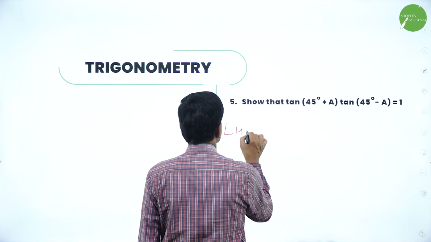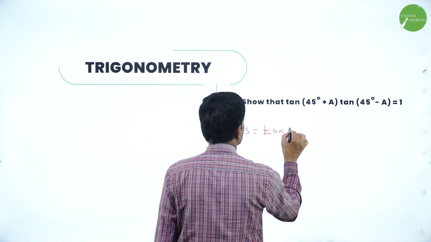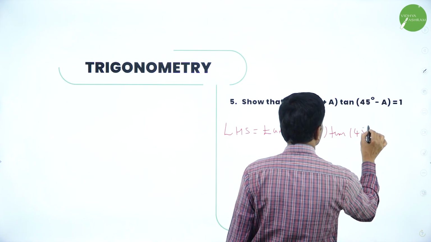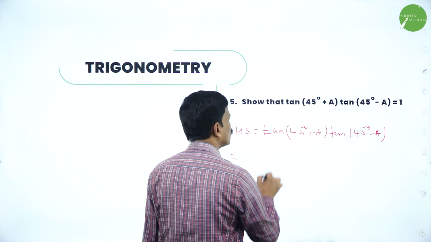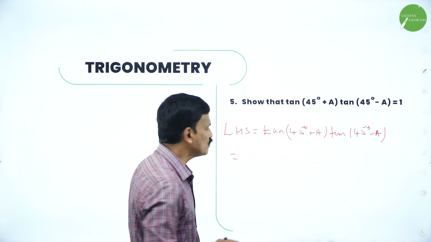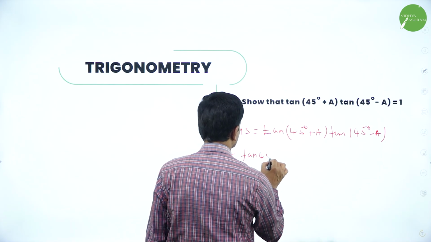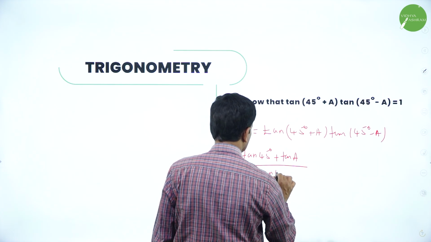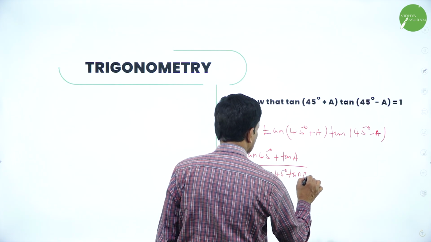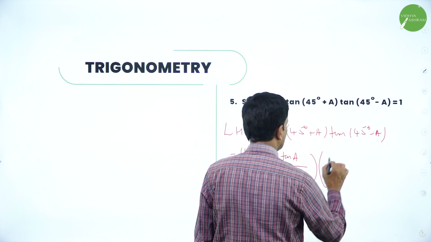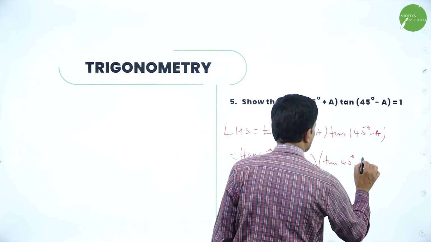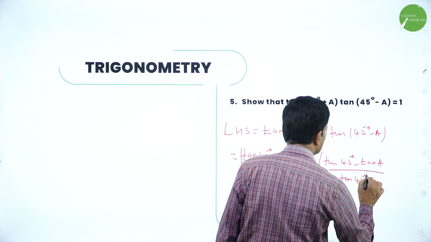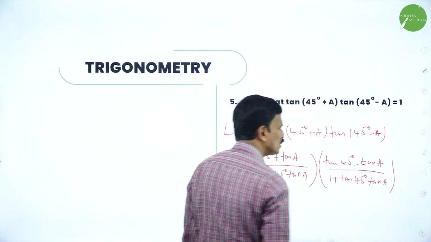So, let us take LHS first. LHS is tan of 45 plus a into tan of 45 minus a. So, this is of the form tan a plus b into tan a minus b. What is tan a plus b? Tan a plus b is equal to tan a plus tan b divided by 1 minus tan a tan b, right, into tan a minus b. Tan a minus b is equal to tan a minus tan b divided by 1 plus tan a into tan b. Okay. Now substitute the values.